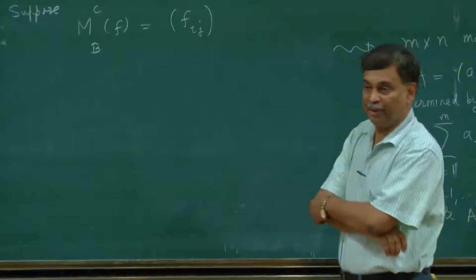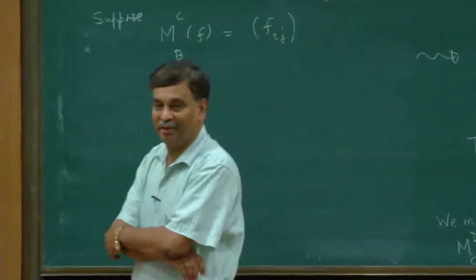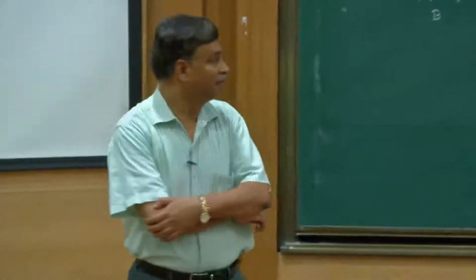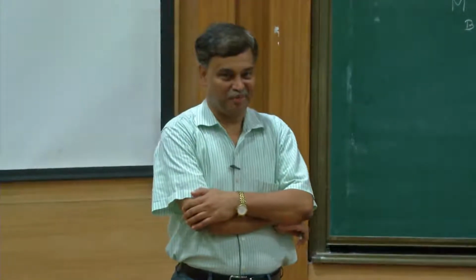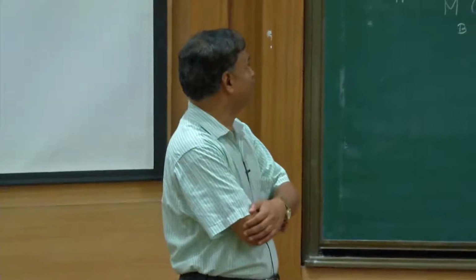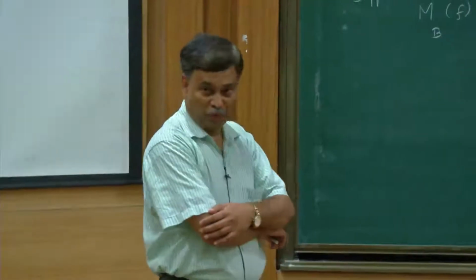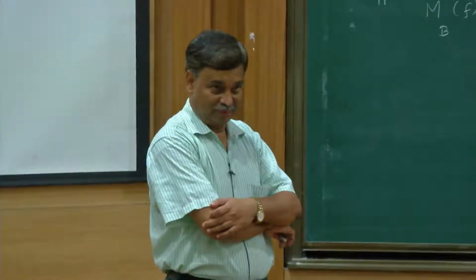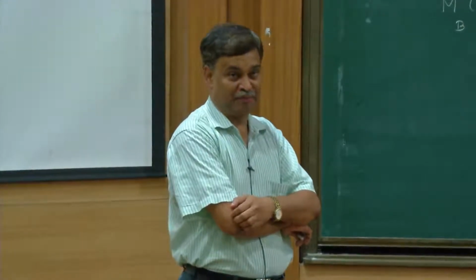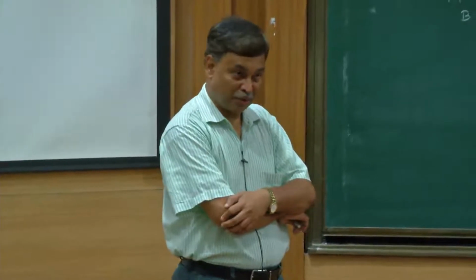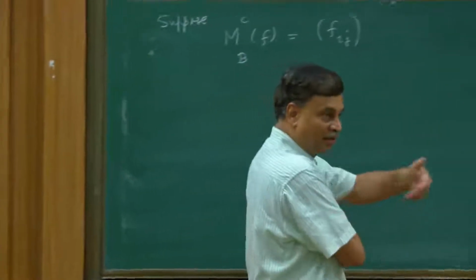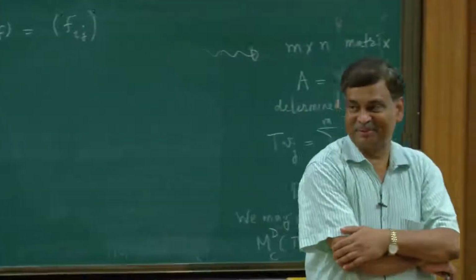Yeah, P cross N. There are so many: P, N, M. Make up your mind. F is a map from where to where? U to V. So the size of this matrix will be what? N cross P, right? It's the dimension of the codomain cross the dimension of the domain.